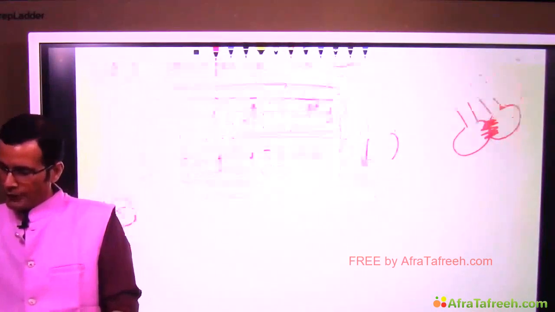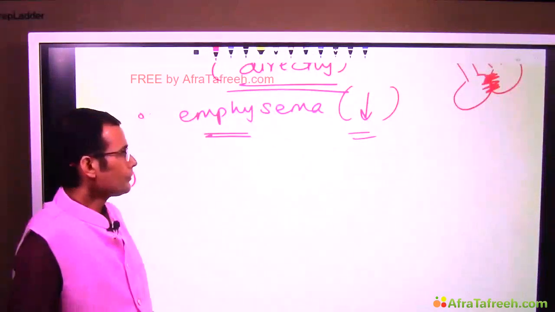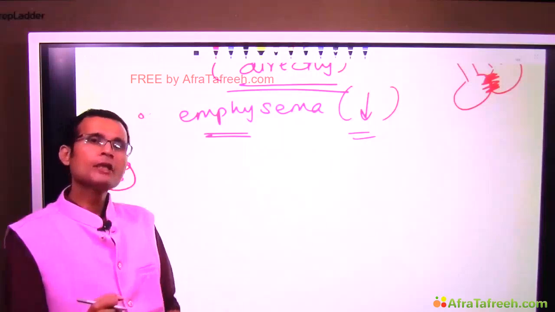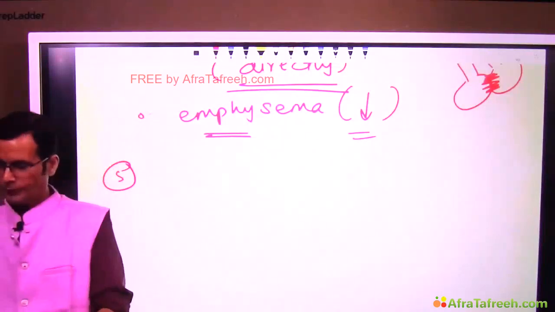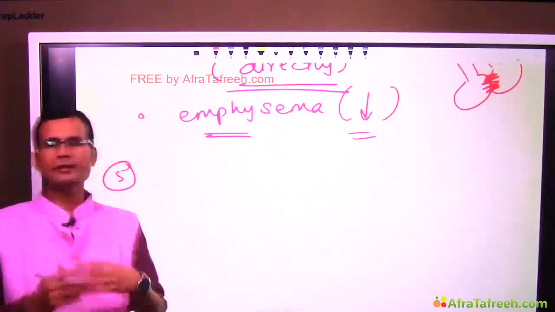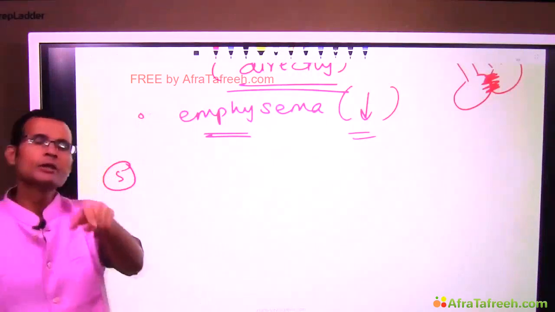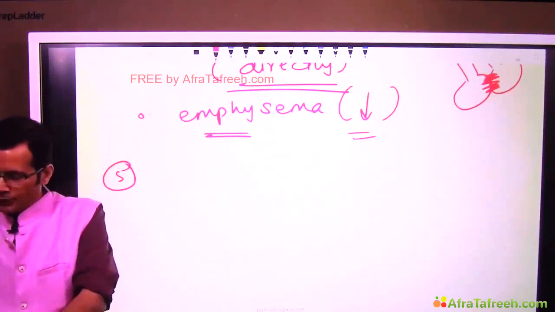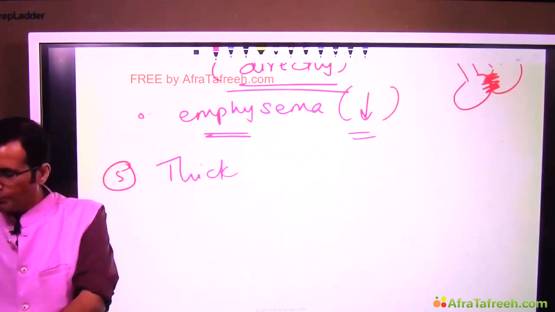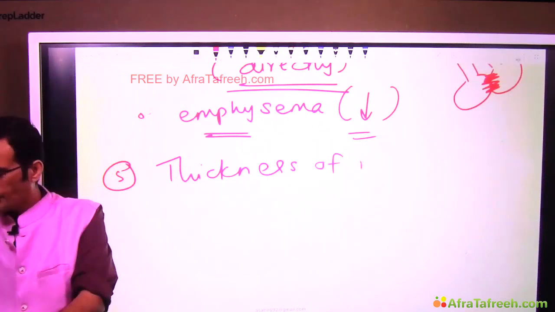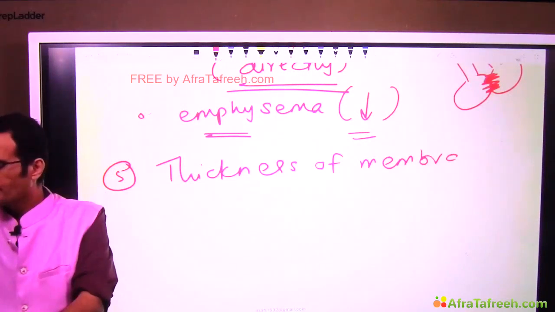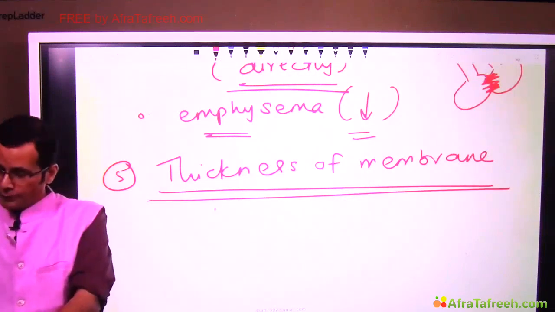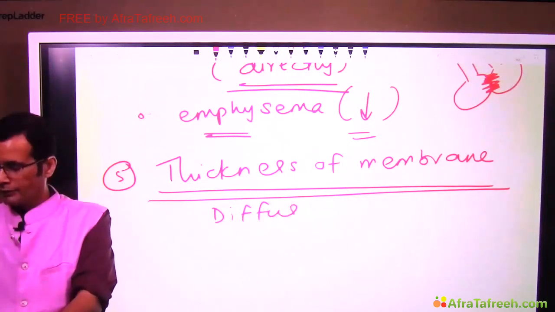Okay. The next 2 factors are those to which the rate is inversely related. Only 2 factors, so it's easy to remember, 5 and 6: the rate of diffusion is inversely related. One we have already seen: thickness of the membrane through which diffusion is taking place. We can call it diffusion distance as well.